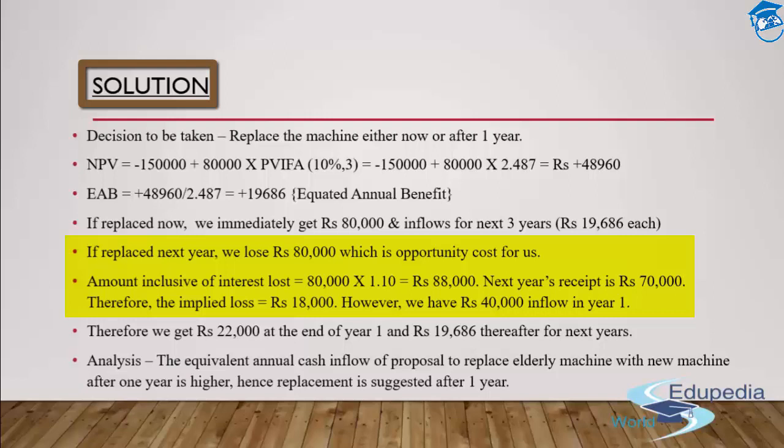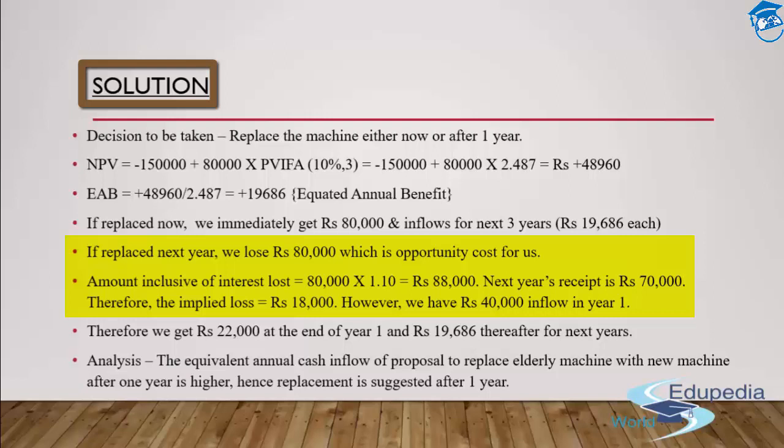I need to spend that 1,50,000 as initial investment, and for the next 3 years I'll be getting 80,000 rupees, that's for sure. So my equated annual benefit for the next 3 years, after year one, will remain the same actually. So what I'm getting from this is, even if I don't resort to replacing the old machine with the new machine in year one itself, still I'm getting something out of it. I'm getting 22,000 in year one, and I'm also getting 19,686 rupees for the next 3 years.